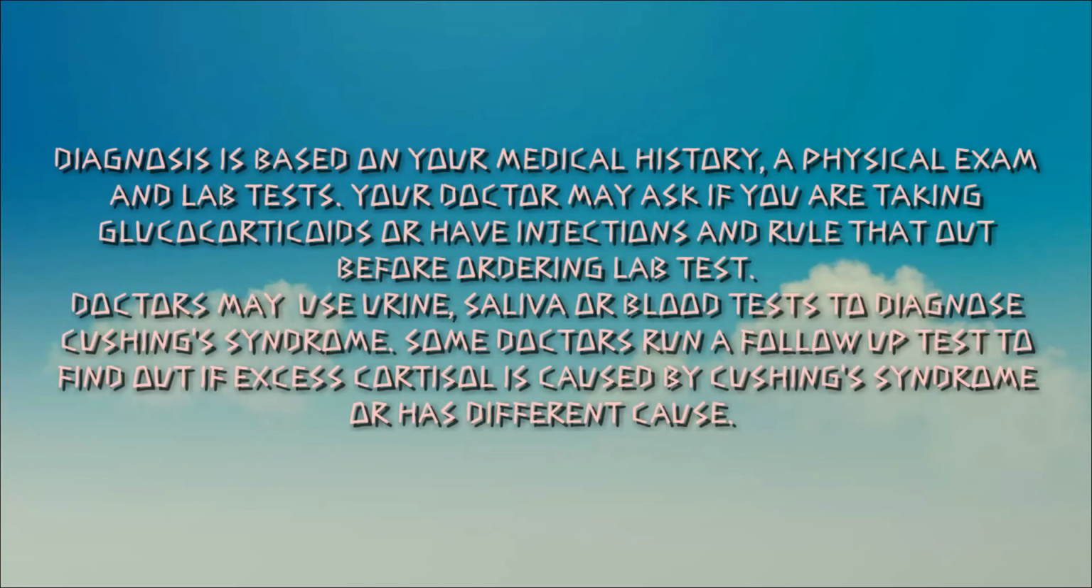Diagnosis is based on your medical history, a physical exam, and lab tests. Your doctor may ask if you are taking glucocorticoids or have had injections and rule that out before ordering lab tests. Doctors may use urine, saliva, or blood tests to diagnose Cushing syndrome. Sometimes doctors run a follow-up test to find out if excess cortisol is caused by Cushing syndrome or has a different cause.